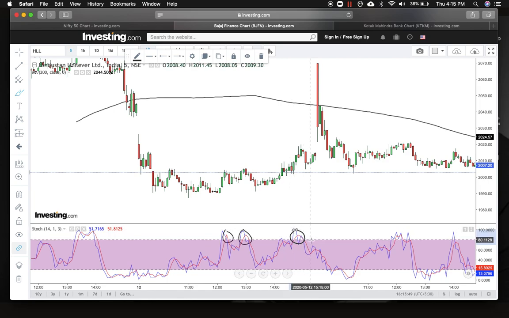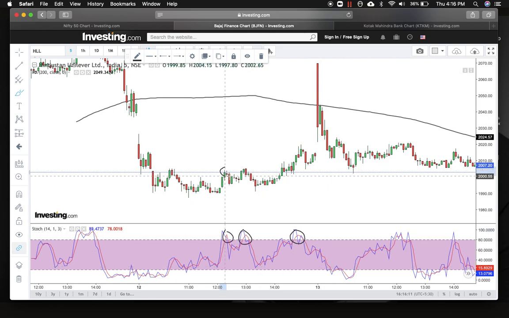So when the stochastic is overbought, above the 80 level, and the stochastic goes below 80, that's a short signal. And when the stochastic level is below 20, it means the stock is oversold, and when you go above 20, you have to buy then. So that's the basic idea of your stochastic.